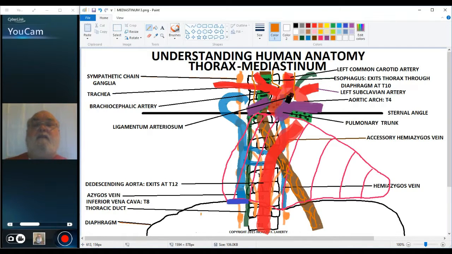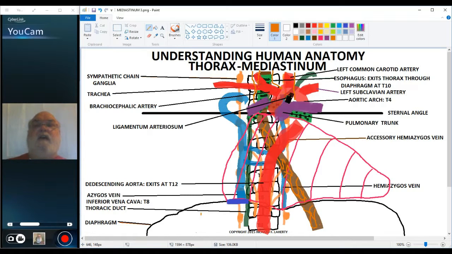But the right vagus also gives off a recurrent branch, a recurrent laryngeal nerve. And on the right side, the nerve loops underneath the subclavian artery and again goes to the lateral surface of the trachea and ascends on the trachea up to the larynx.